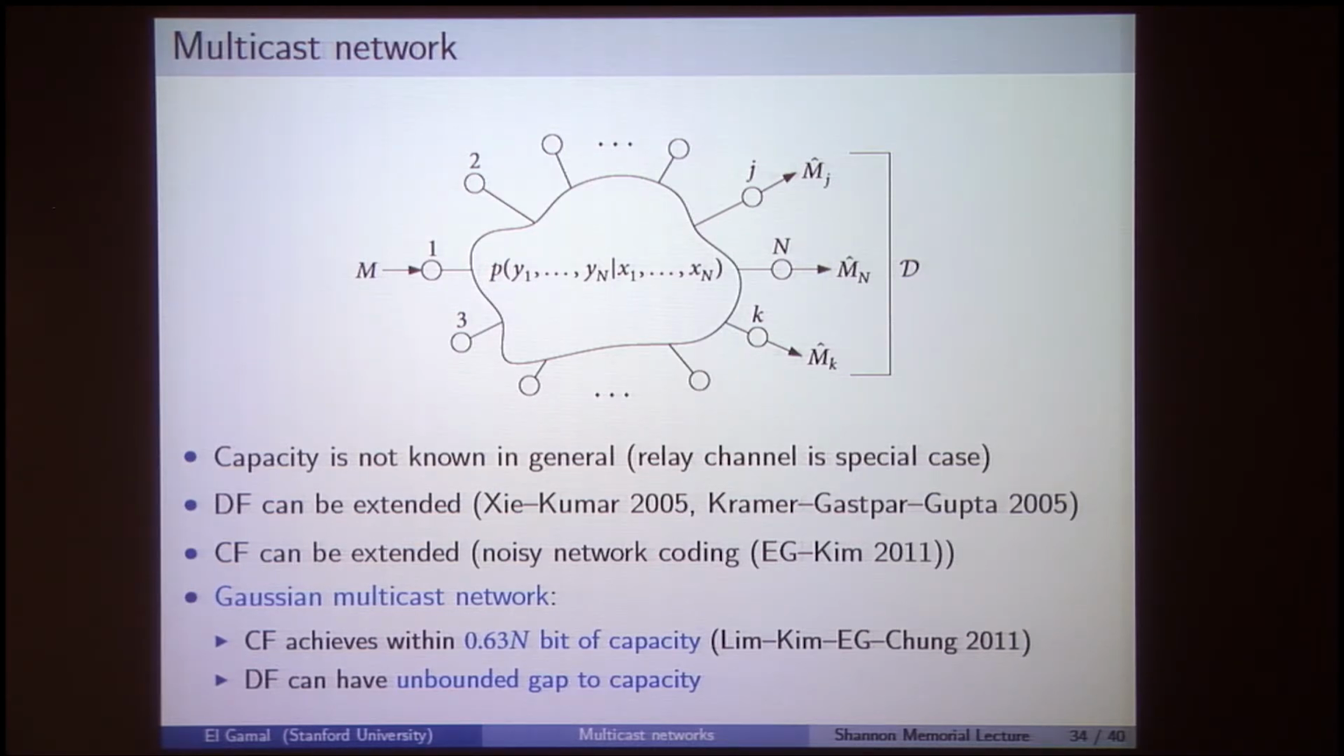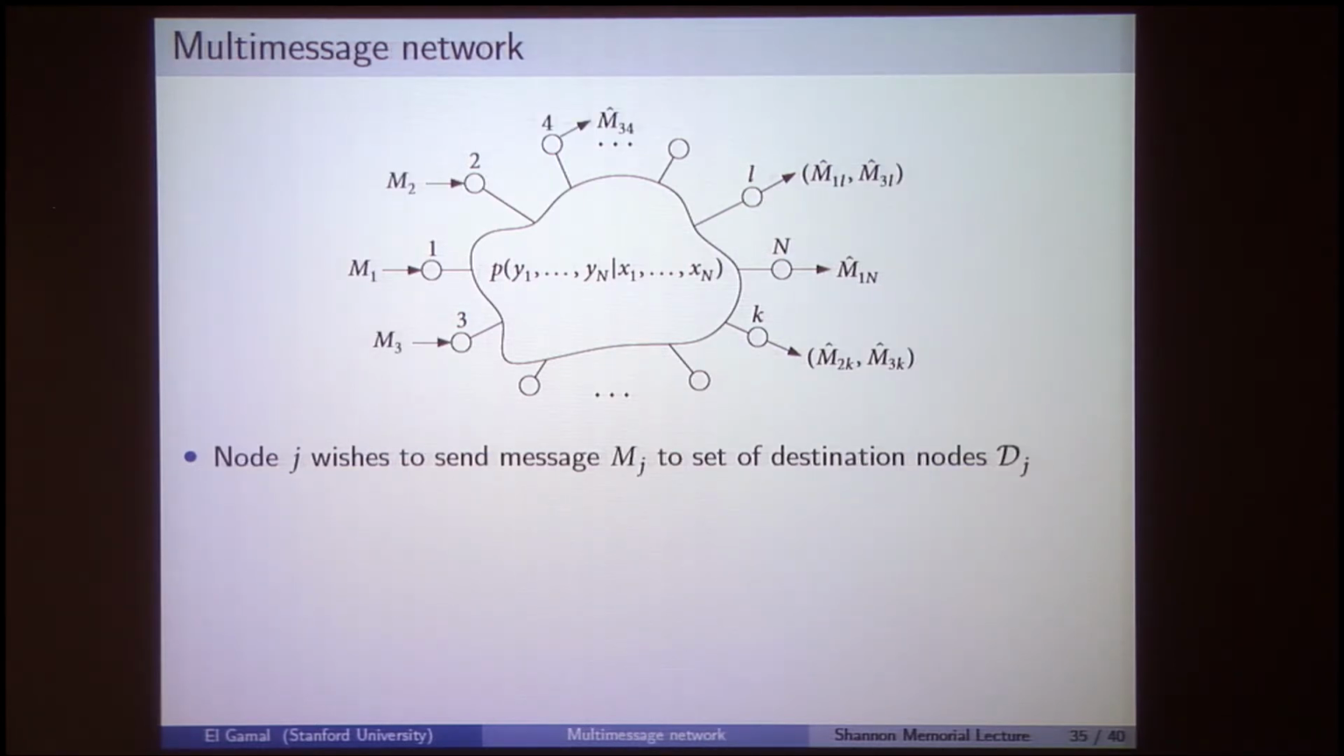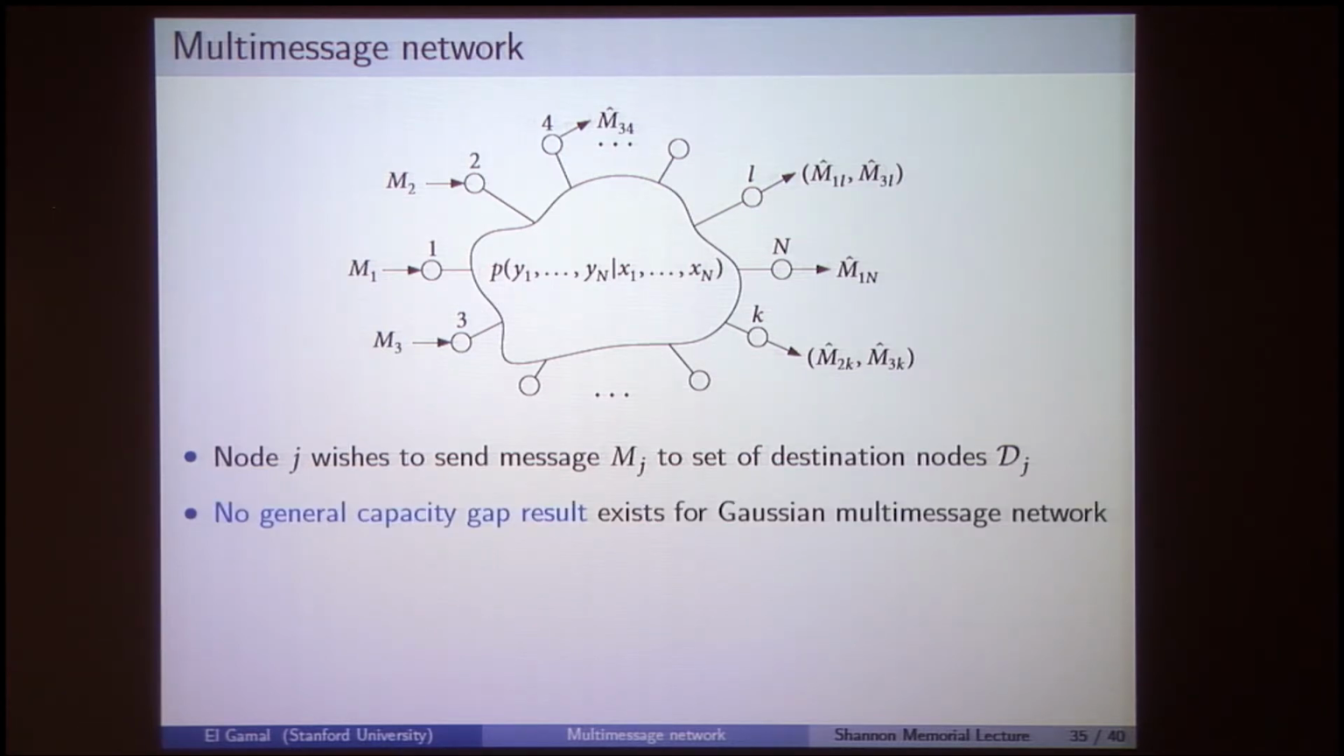Okay, so now what about the story for multi-message networks? In this setting, each node in the network has a message and wants to send it to a subset of the other nodes. And we don't have any general capacity gap result. We don't know of any scheme that has a guaranteed capacity gap result for the Gaussian multi-message network, or any other for that matter. So we still want to know how well point-to-point codes perform. How do we do that?